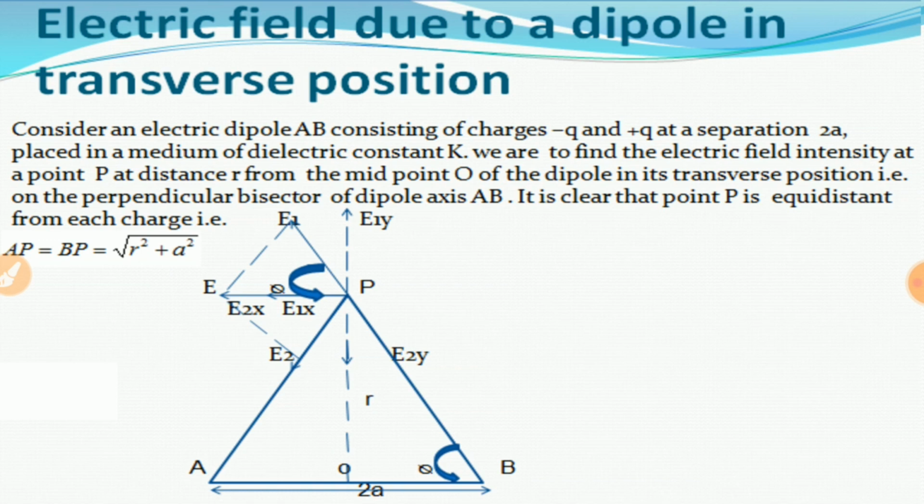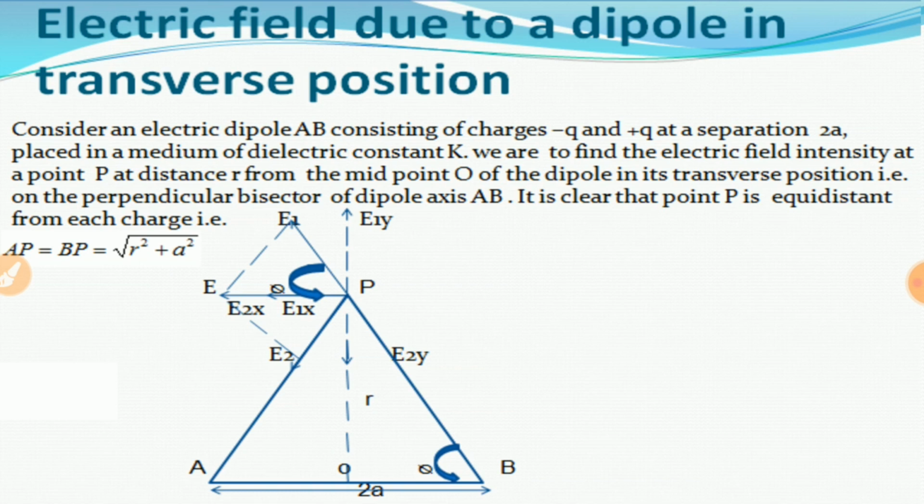Here we have a dipole AB, and we have to calculate the electric field at point P on the perpendicular to this dipole. The dipole, we know, is made up of a minus q charge and a plus q charge. The electric field created by the positive charge at point B is E1, and its direction is outward, and the electric field created by the negative charge placed at point A is in the inward direction, and that is E2.